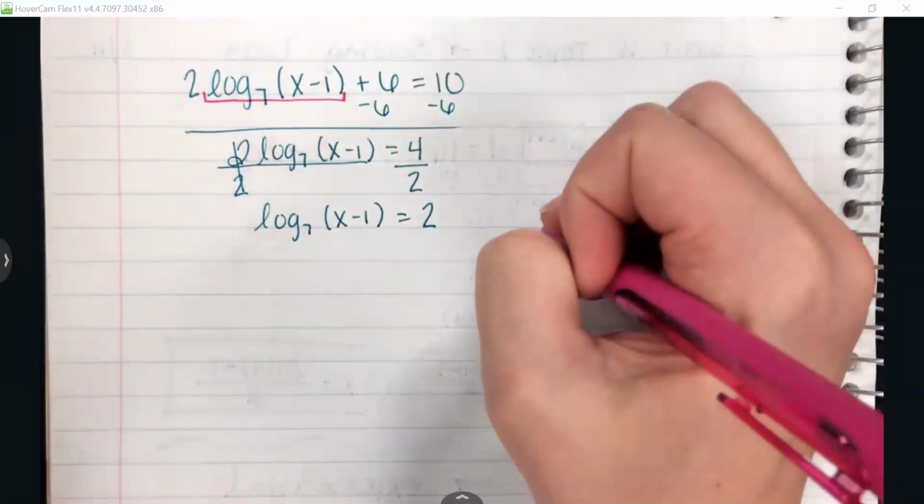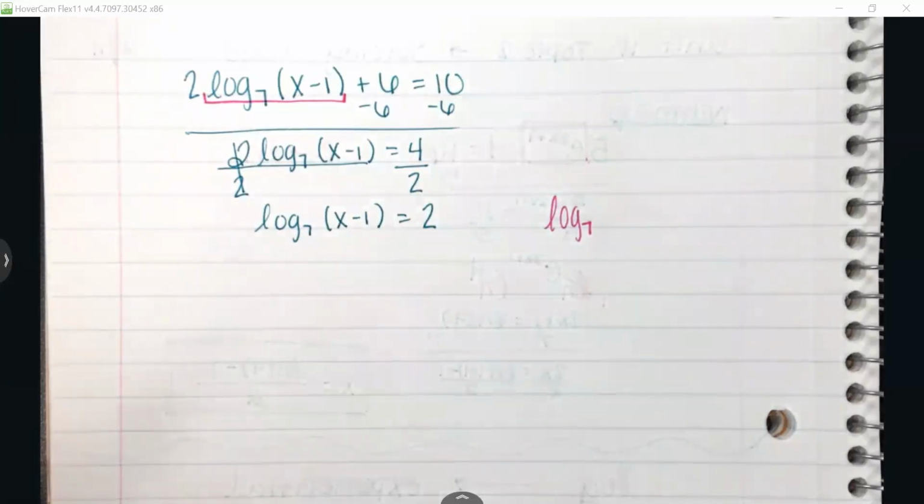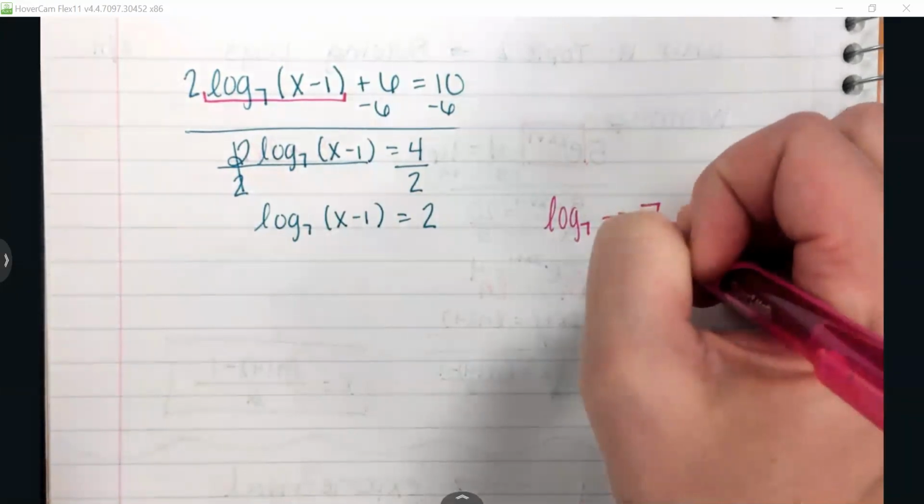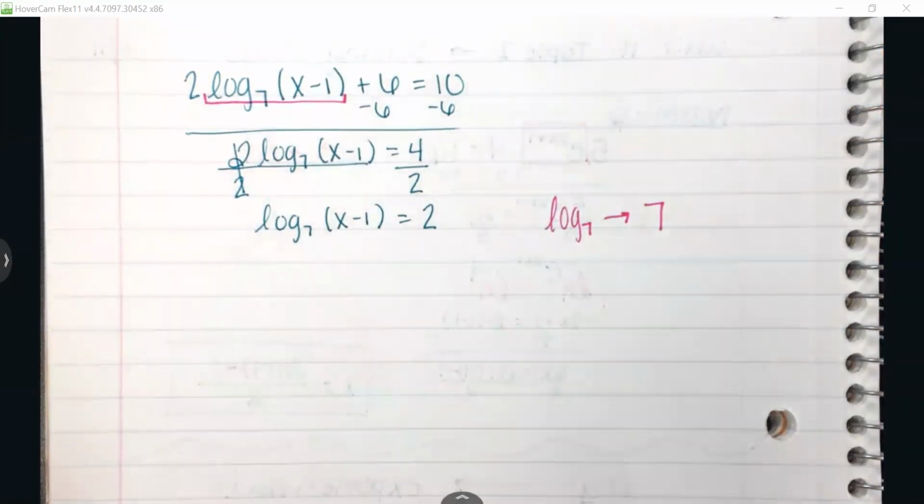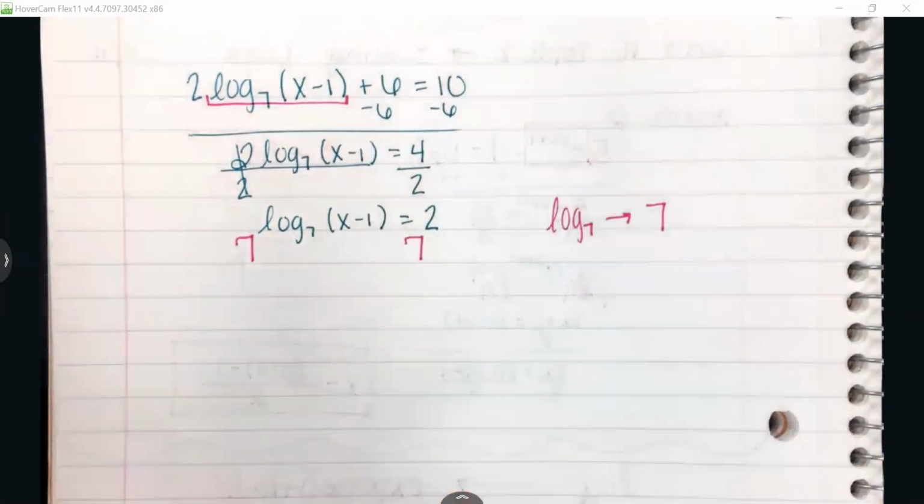I have a log with a small 7. 7 is my base. So that means when it becomes an exponent, the 7 is my big base. So I'm going to make a big base of 7.